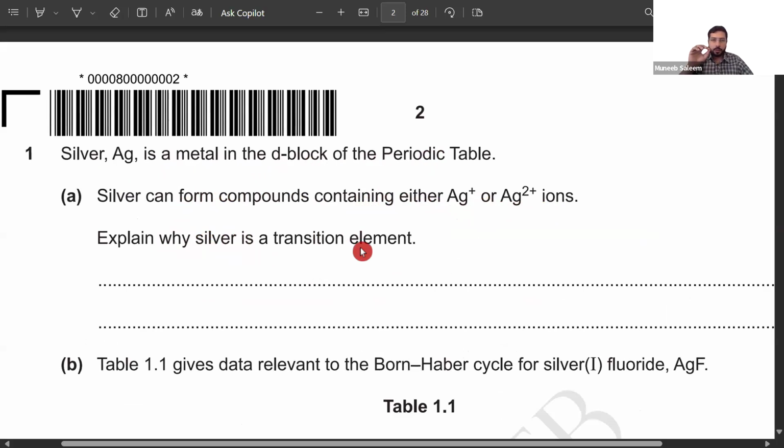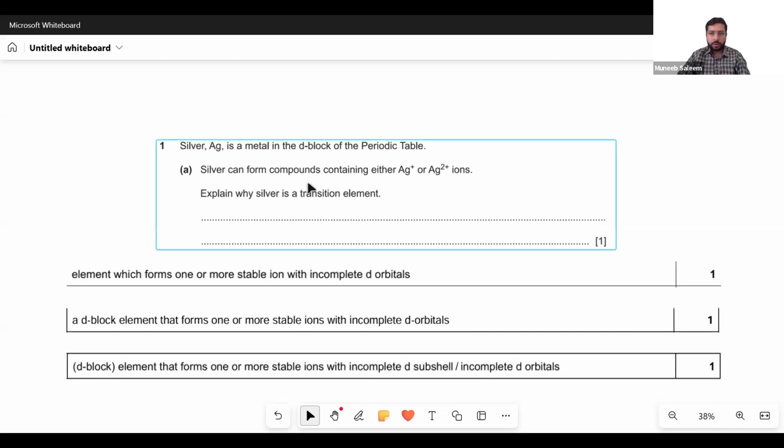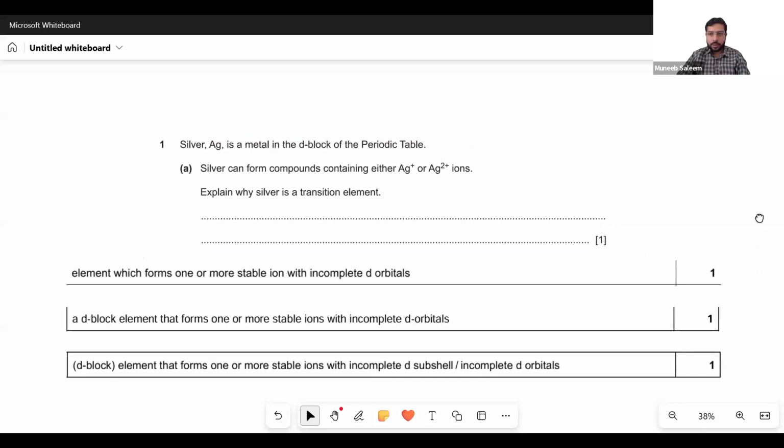So basically here we are supposed to give the definition of silver as a transition element. This question is repeated multiple times in previous years, so I'll show you the answers. All right students, here was the question. Now for this question, you can have these different answers.